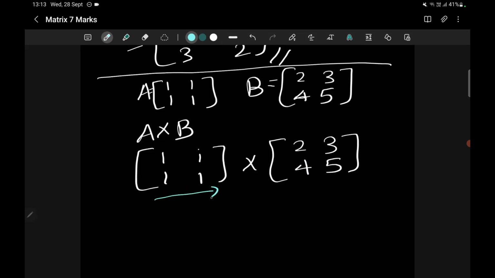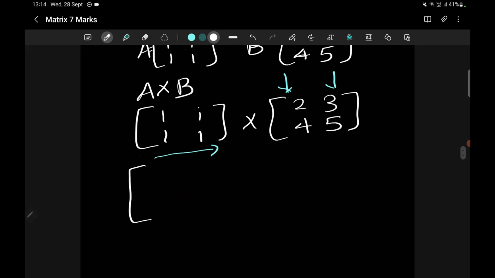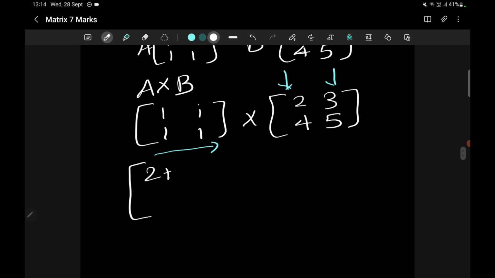Here you have to multiply rows with columns. That means you have to multiply this term with this term. Then you have to multiply this term with this term. Then again you will multiply this whole row with this column. 1 into 2 is 2 plus 4 into 1 is 4.